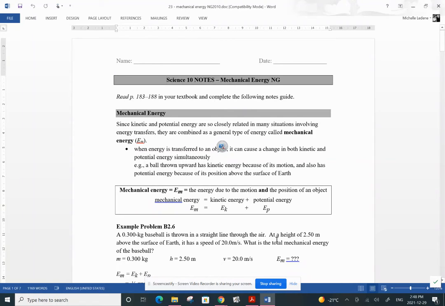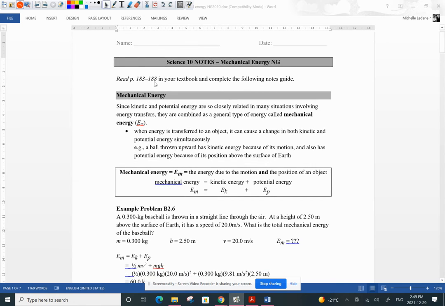Well, hello, Science 10s. Today we're going to be talking about mechanical energy. Now, I know you already know what potential energy is. That's stored energy due to position, like gravitational, or stretching an elastic band, or found in chemicals. So, potential energy, we know that. We also know what kinetic energy is. That's the energy due to motion.